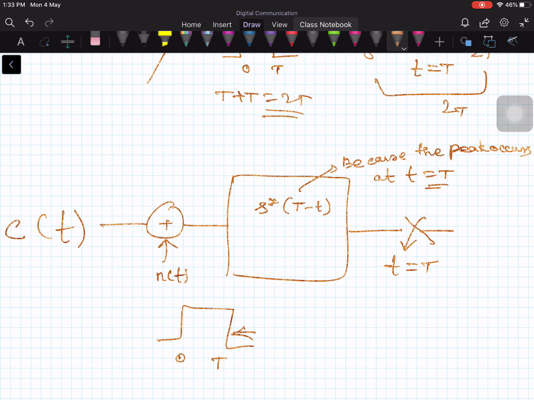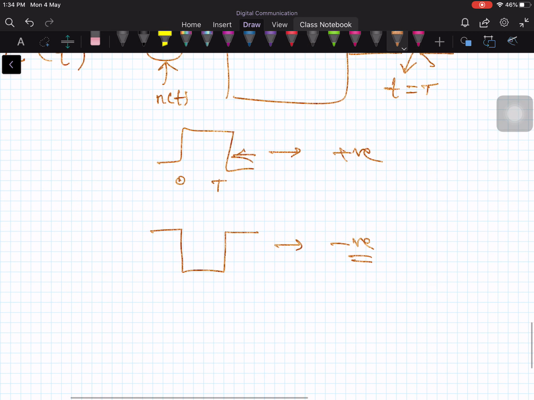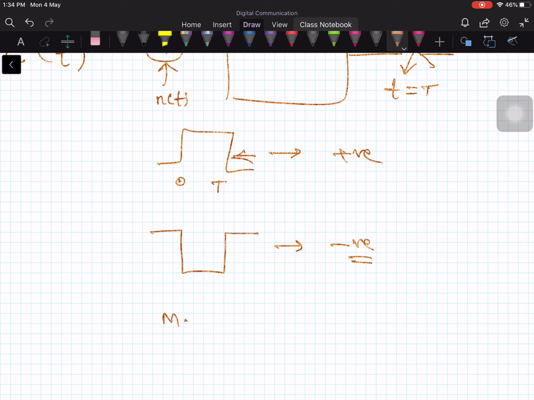And if it was a positive pulse, then I expect its peak output to be positive. And if it is negative, then I expect the peak output to be negative. But the basic pulse shape is the same whether it is positive or negative. So the matched filter keeps on producing the peak value of the autocorrelation function. So therefore the matched filter gives the peak value of the autocorrelation function.